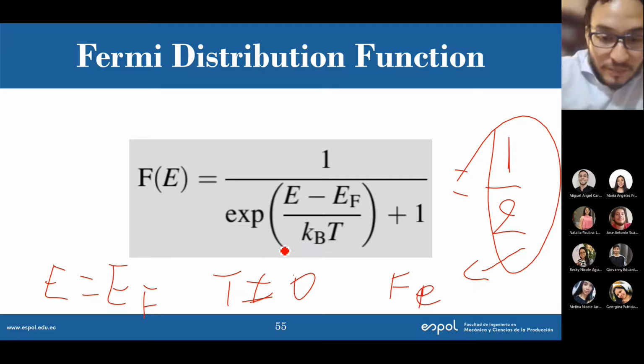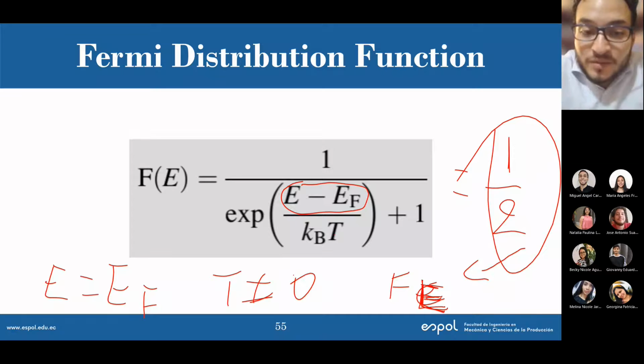Wait, actually, this should be capitalized because otherwise it looks like iron. Okay. So when E equals EF and T is not equal to 0, this probability is a half. And that's what they said, oh, okay, that's the Fermi energy.